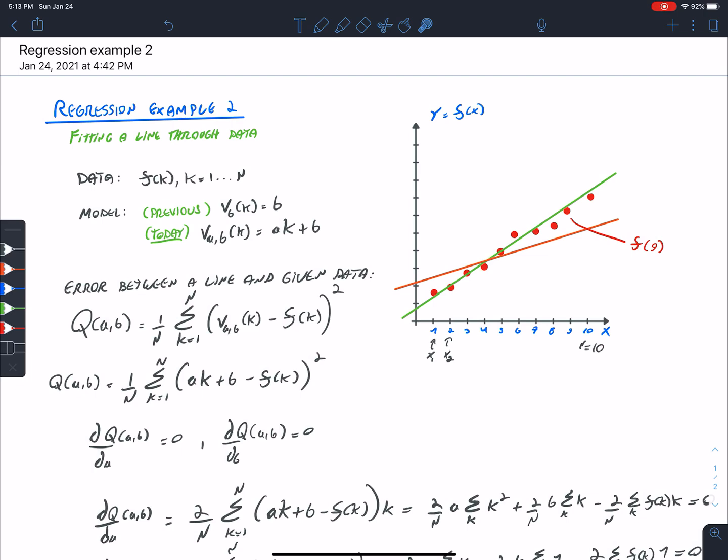Let's imagine that we're given some data, and this data is going to come in the form of a vector or a set of numbers that are known. This is f of k from k equals 1 through n. So let's imagine we have k measurements, and they are shown here. Here's measurement number 1, here's measurement number 2, number 3, number 4, and so on. And we're given 10 of these measurements, so for x from 1 through 2 all the way to 10.